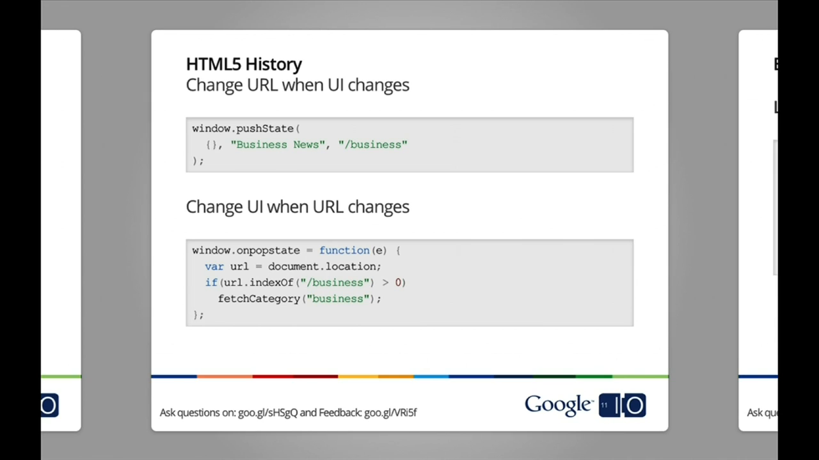And then as the user is navigating around the application using forwards and backwards buttons, there's an event that fires, popstate, which essentially you just hook into here. And in our application, we just chose to listen to the document location. You can actually do whatever you want inside this function. We just said, well, we're going to look at the document location, parse it out, then go and fetch the category data. So if the URL matched business, we would fetch the business data.